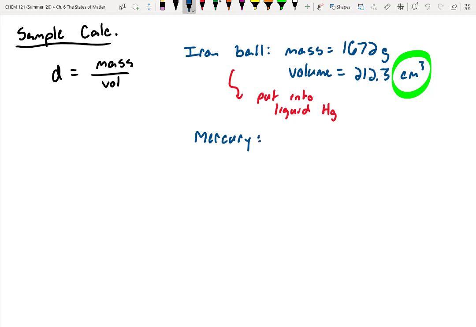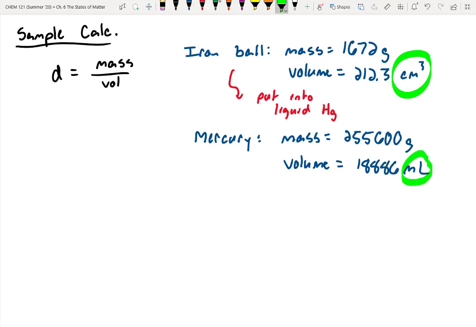this mercury that we're putting it into has a mass that is equal to 255,600 grams. So a pretty large mass of mercury. It's just sitting in a beaker, and it's got a volume that is equal to 18886 milliliters. Again, we're measuring this in milliliters because it's a liquid. So now my question is, will this float?